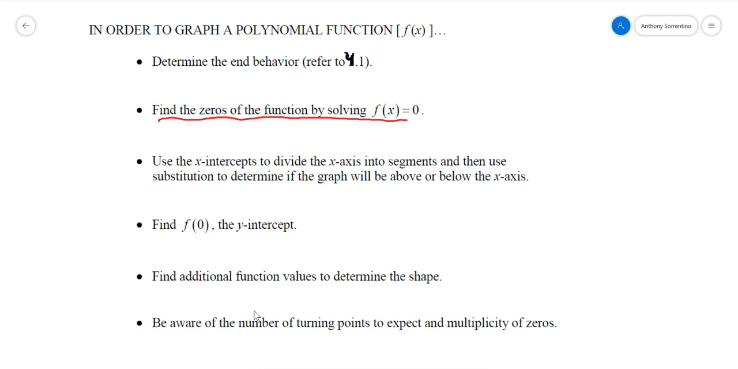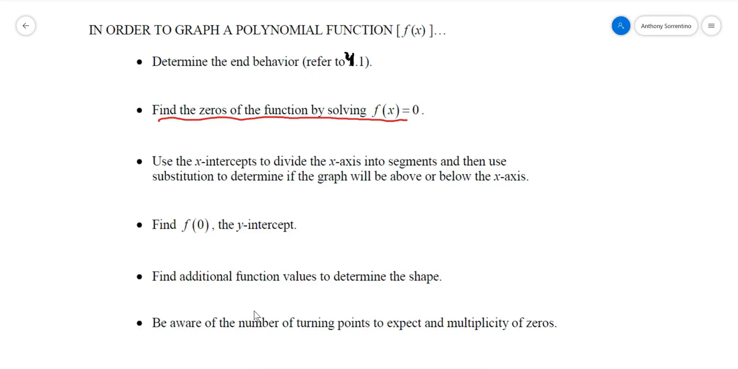So we're going to start off with some ways where we could use some factoring, and the factoring is pretty obvious, but as we move into this chapter some more, we're going to deal with circumstances where the factoring is not as obvious, and we may have to use other methods to find these zeros. We want to use the x-intercepts to divide the axis into segments, and then use substitution to determine if the graph will be above or below the x-axis. And I'll show what that means momentarily.